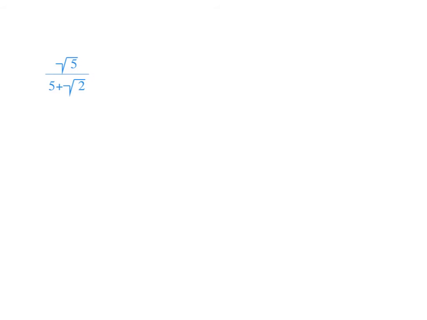Let's walk through another problem here. First of all, we have a radical in the denominator, but it's a binomial, so we're going to need a conjugate. What would be the conjugate of this problem? Pause the video until you're ready to see the answer. The conjugate is 5 minus radical 2.